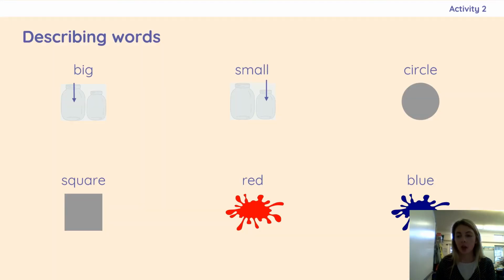We need to know lots of different describing words to help us to group objects. Describing words might be big, small, circle, square, then your different colours. Here we have red, here we have blue. You may think of lots more describing words. You can pause the video now and think of other words you could describe objects and tell your adults.